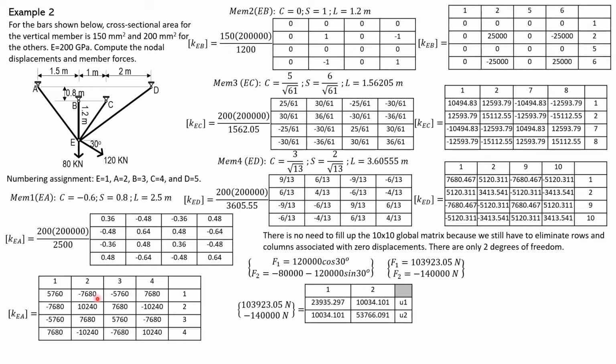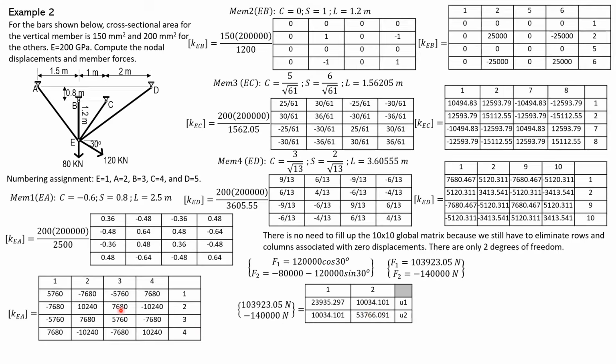For this entry here, this is row 1, column 2. Row 1, column 2, we have negative 7,680. Row 1, column 2, that's 0. Row 1, column 2 plus 12,593.79. Then row 1, column 2 plus 5,120.311. It will give us 10,034.101. Since this is 1, 2, by symmetry, you just copy. The resulting reduced stiffness matrix will always be symmetrical.